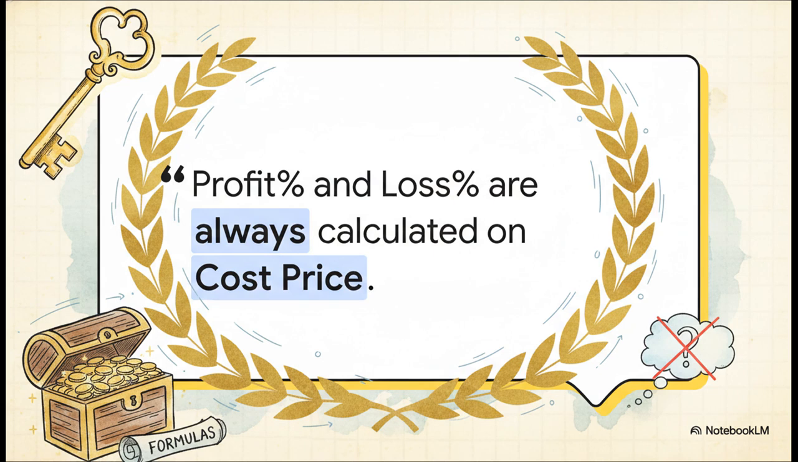Okay, listen up, because this right here is the single most important rule of the day. This is the golden key. Profit and loss percentages are always, and I mean always, calculated based on the cost price, never ever the selling price. If you remember just one thing today, please make it this.